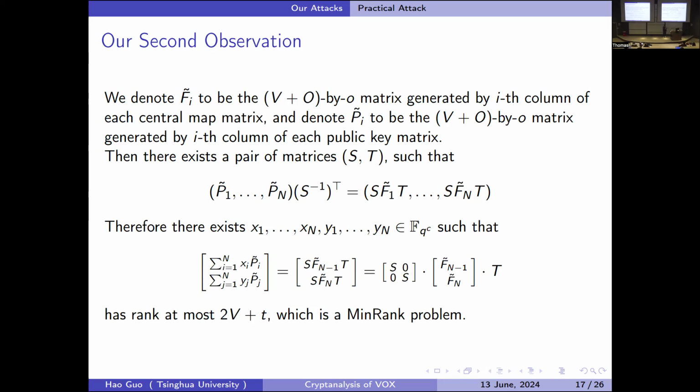And so there exist some x1 to xn, y1 to yn, which are in the extension field, such that this equation holds, and this means that the left matrix has a rank of at most 2v plus t. And at this step, we have a MinRank problem here.